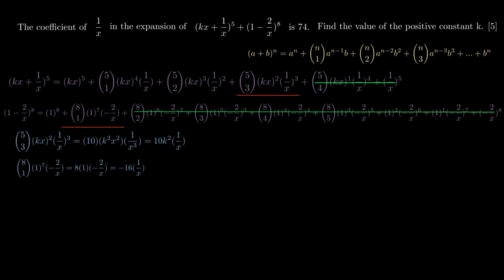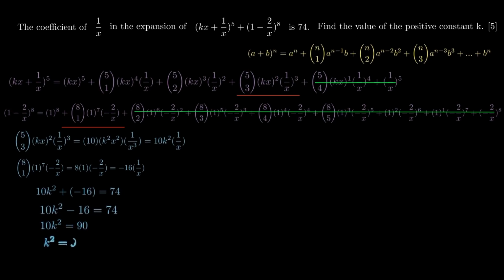Now let's not forget that those two binomials were being added, so we have to add up these two coefficients of the reciprocal of x and make it equal to 74, which the problem told us they are equal to. So from that we get 10k squared minus 16 equals 74. Now in order to cancel the negative 16, we can add positive 16 to both sides of the equation, so we get 10k squared equals 90.